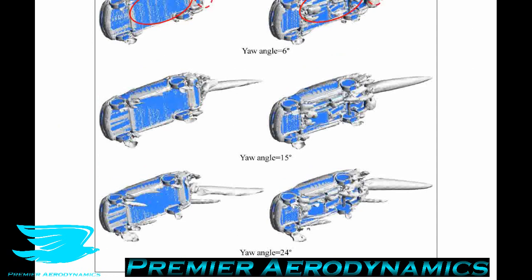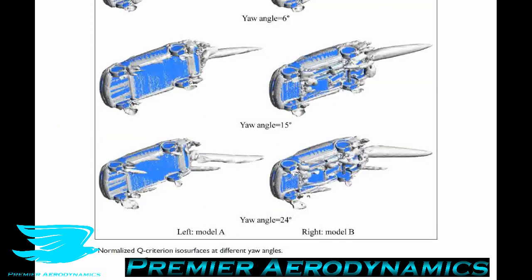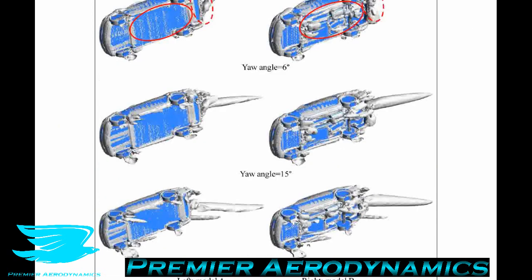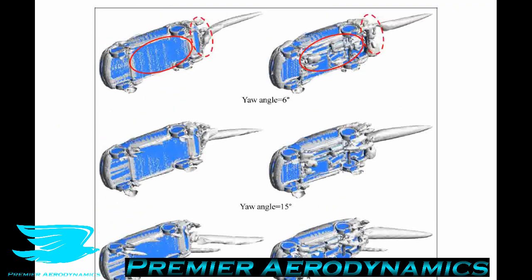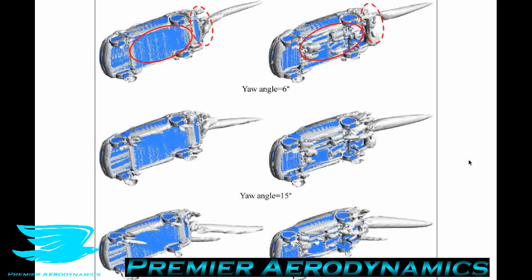This shows the normalized Q criterion isosurfaces at different yaw angles. So the Q criterion is a good way of telling where a vortex is. It's not foolproof, but it is like 99.9% foolproof. There are very extreme circumstances where it breaks down, but generally speaking, it's very good.